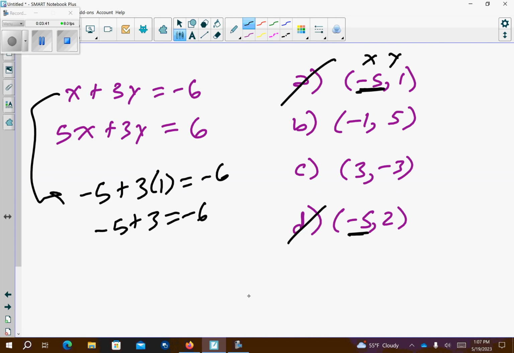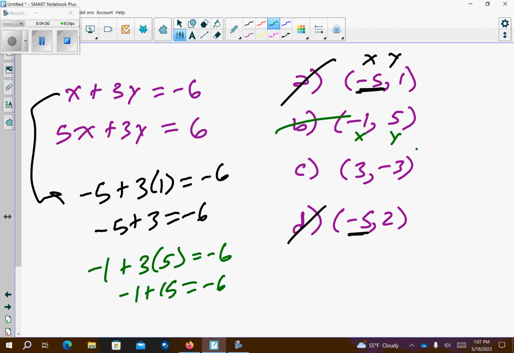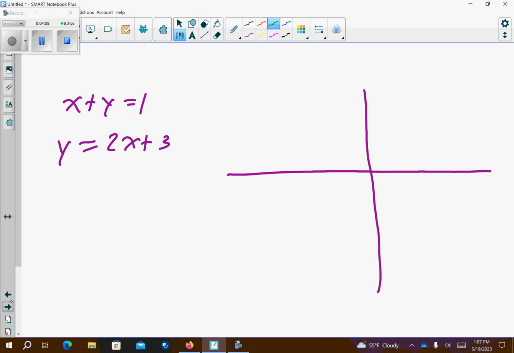Okay? And then we're going to progress through a little bit further. I don't have to worry about it anymore. This is x, this is the y value. So let's plug in our x. I get negative 1 plus 3 times 5. Is that equal to negative 6? So I get negative 1 plus 15. Is that equal to negative 6? That's no. So that means this is the only one that would work. I don't even have to plug it in. I just know it'll work because my x's didn't work on the first one. It didn't work on the second one at all. And then this last one.